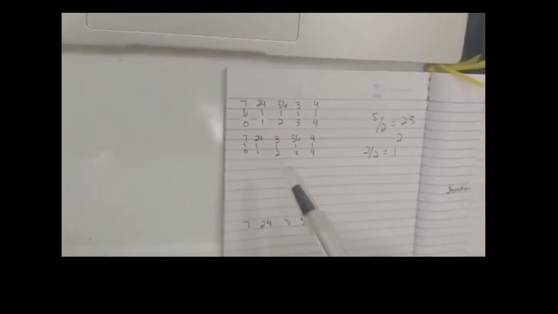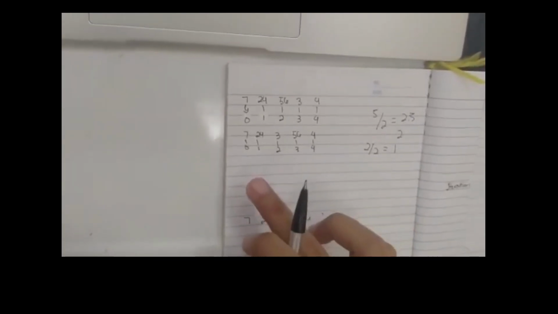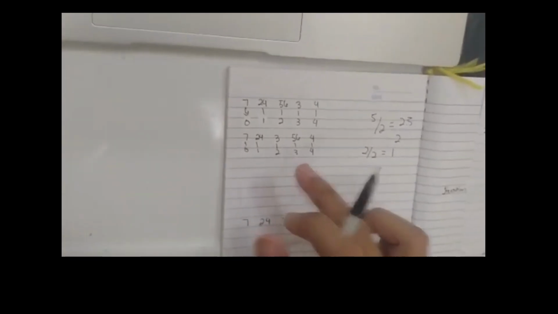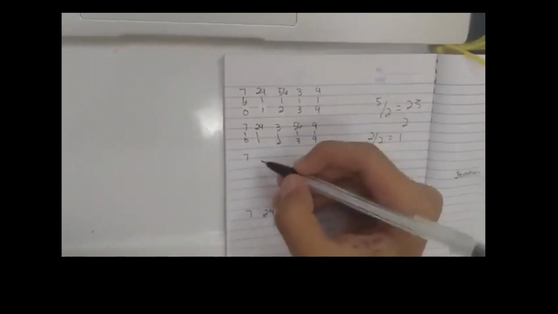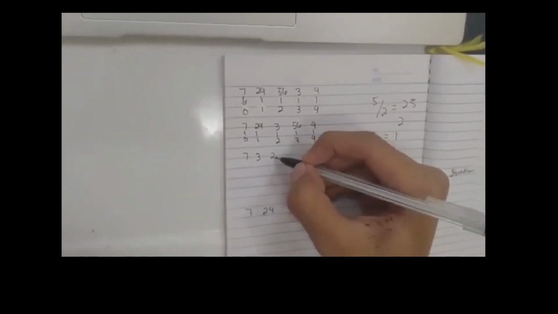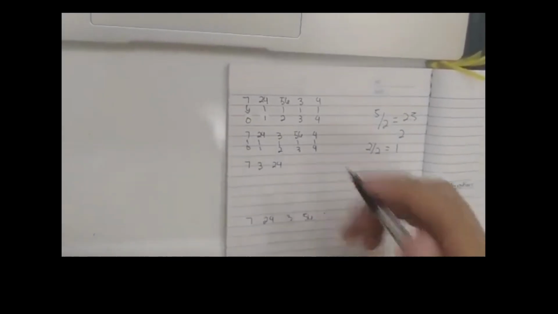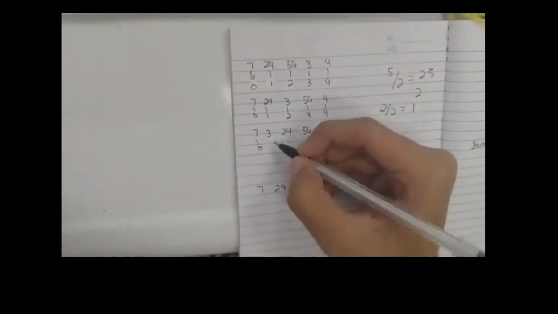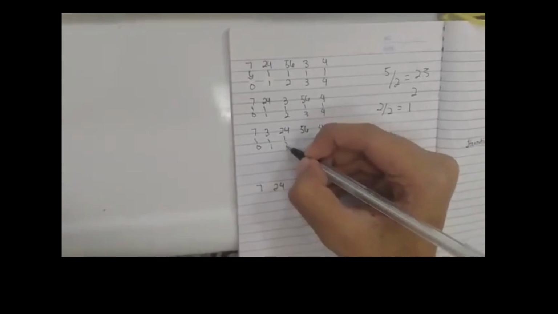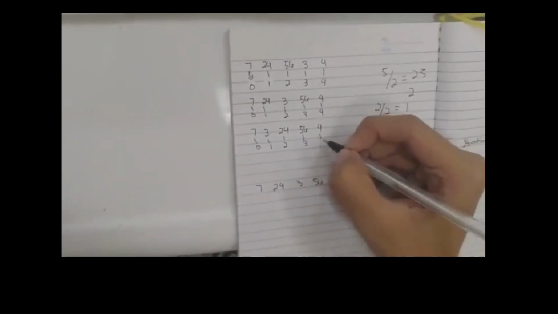And then 2 minus 1 equals 1. So the elements at index 1 and 2 will change places. So this will be 7, 3, 24, 56, and 4. And repeat it again. The indexes are 0, 1, 2, 3, 4.